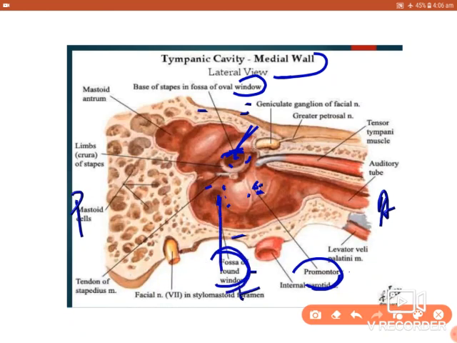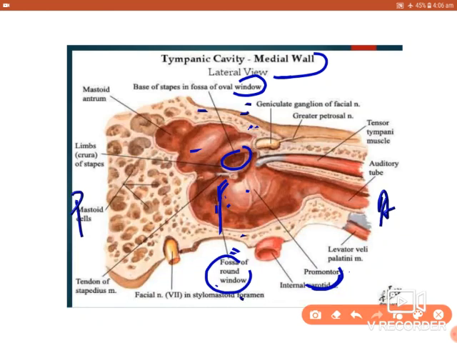Then this round window is covered by a fibrous membrane called the secondary tympanic membrane. The oval window is also covered by a fibrous membrane. Actually what is happening here is the vibrations which contact the tympanic membrane enter the middle ear through the ossicles. Then there will be vibration at the oval window, which sends the sound waves towards the inner ear. So the middle ear functions as an acoustic transformer which amplifies the sound waves before they move into the inner ear.